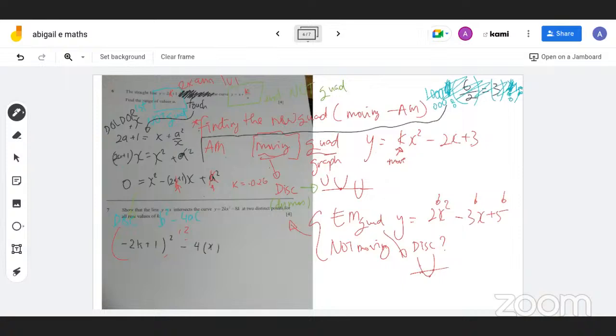No. This is a bracket. Your sign is wrong. B square is this whole thing, and you've got to square the whole thing. Again, you are doing something wrong. This is wrong. This is wrong.